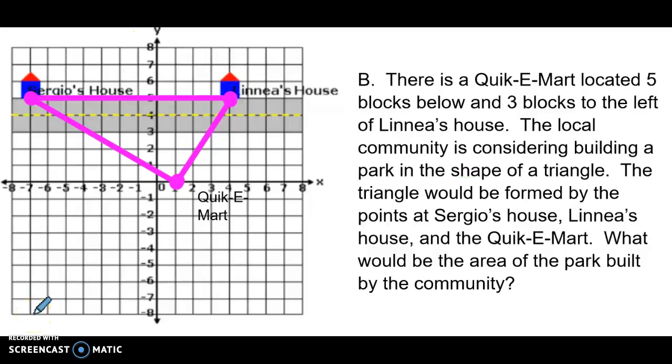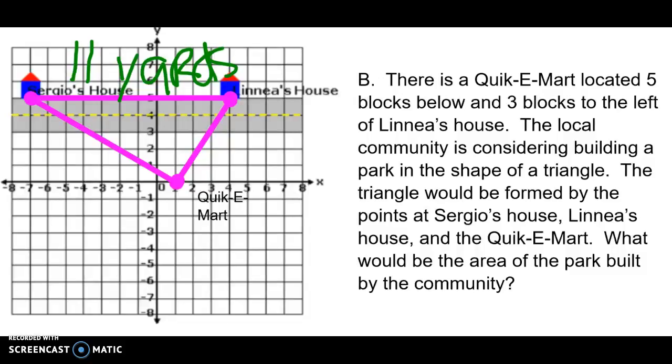When we're trying to find area, the most important thing about finding area of polygons is that we have vertical or horizontal line segments. And the line segment from Sergio's house to Linnea's house is indeed a horizontal line segment. This one right here. And we already know from part A that that is 11 yards, because we're talking about yards from earlier. So we know that our base is 11 yards.